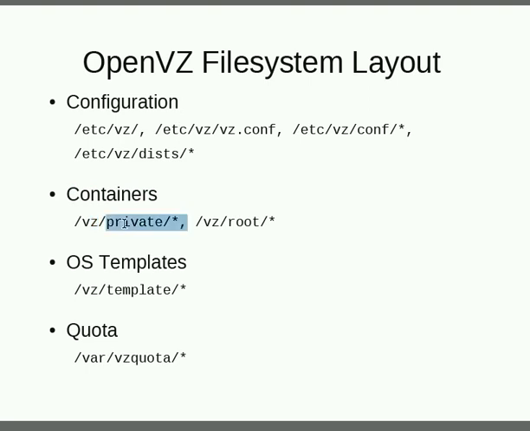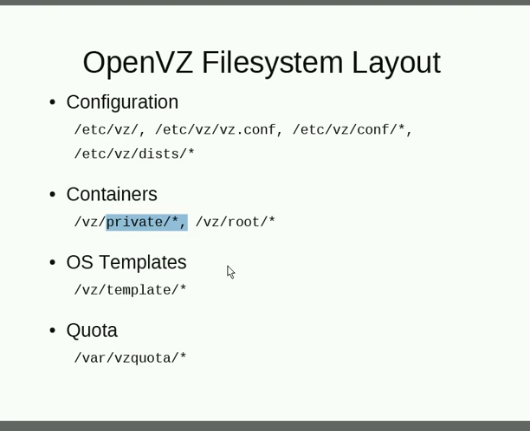Anyway, there's a directory there called private, and inside of that you'll find a directory for each container. When you create a container, you give it a unique container ID number, and under the private directory you'll see a directory for each container that has the container's name. And inside of the container's directory you'll find the normal file system that you'd see in a Linux distribution.